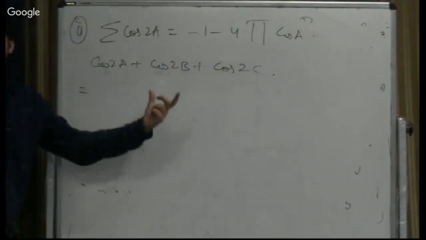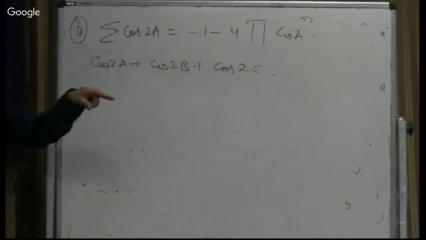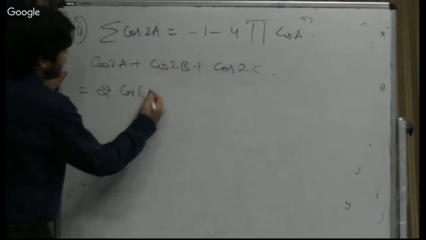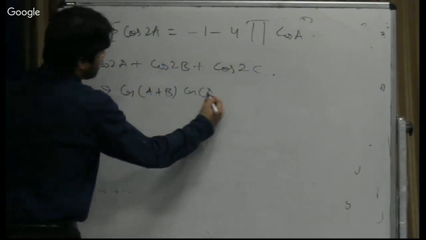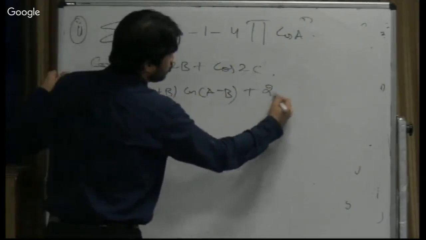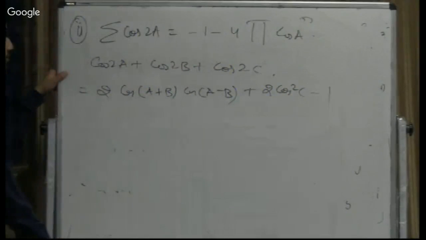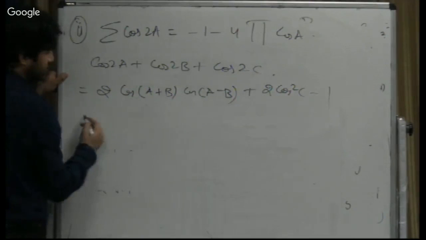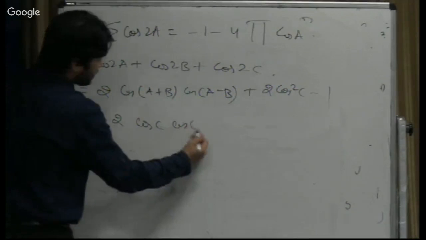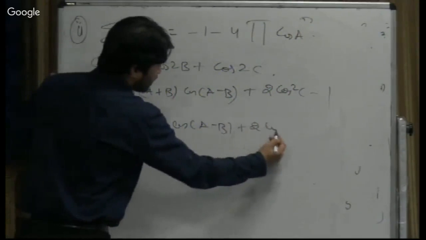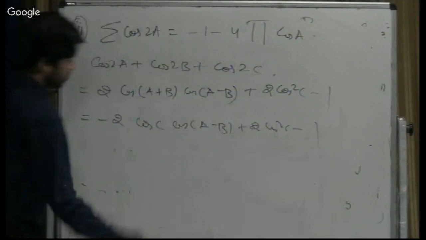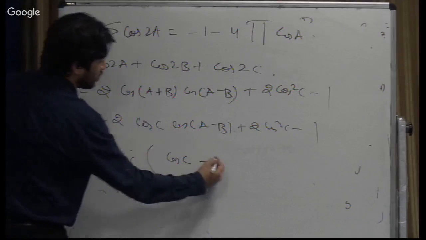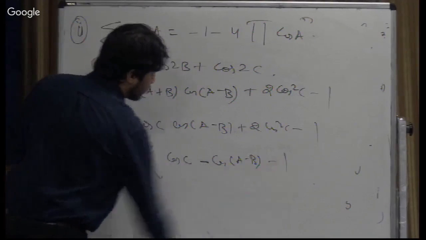So cos C plus cos D is twice of cos of C plus D by 2 into cos of C minus D by 2. So basically twice of cos A plus B into cos A minus B plus 2 cos square C minus 1. This cos A plus B can be written as minus cos C, right? So minus 2 cos C cos A minus B plus 2 cos square C minus 1. So I'm left with cos C minus cos A minus B minus 1.